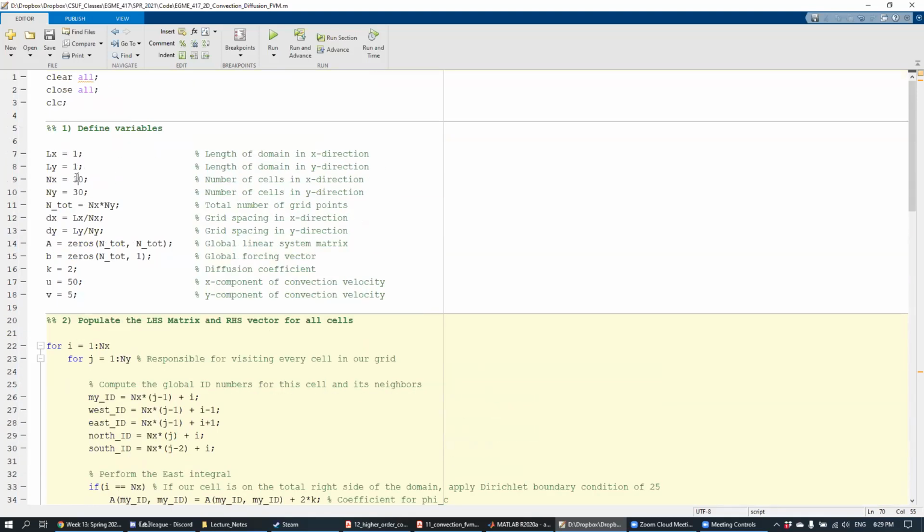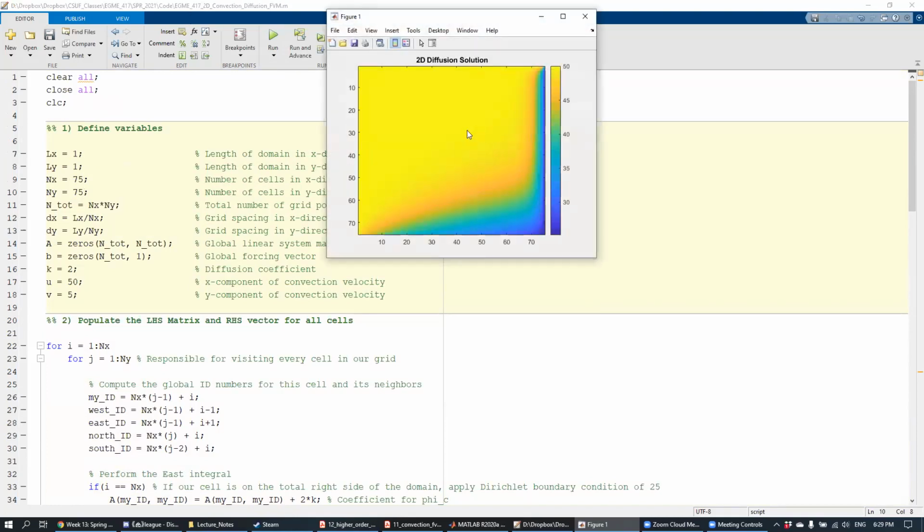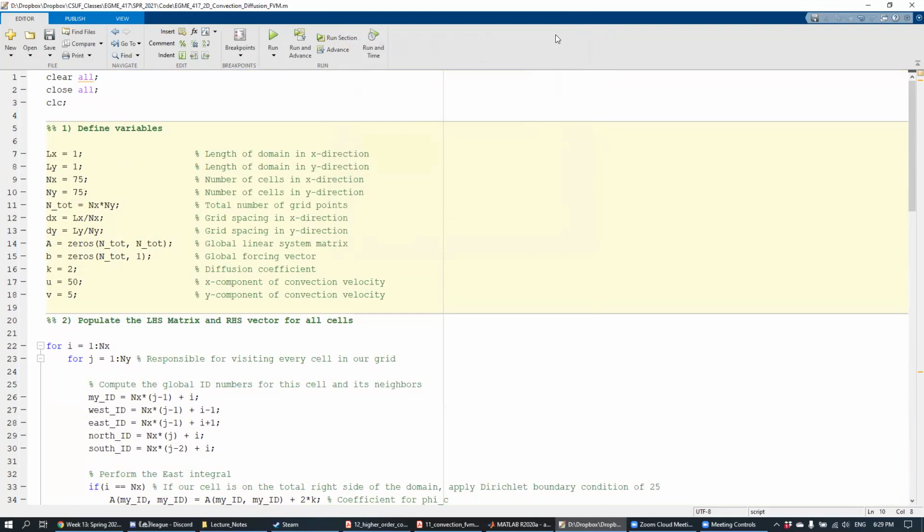Let me do one thing actually. Let's crank this up to 75 by 75, and let's see a fine version of this solution. If you refine the grid, then it looks a little better like that. So let's go back to the iPad.